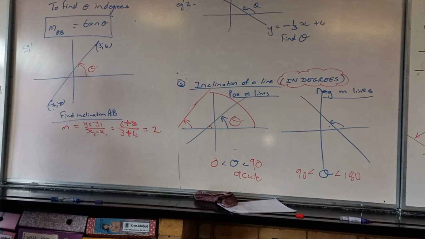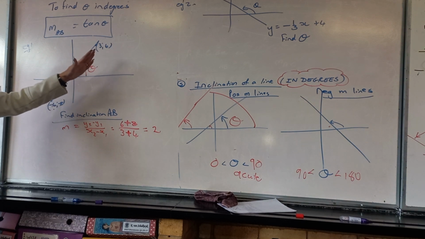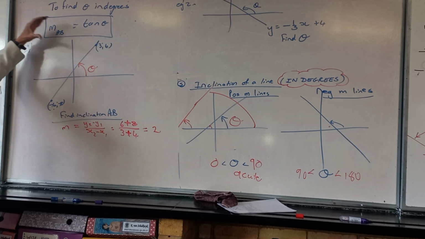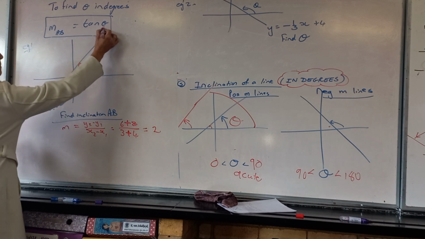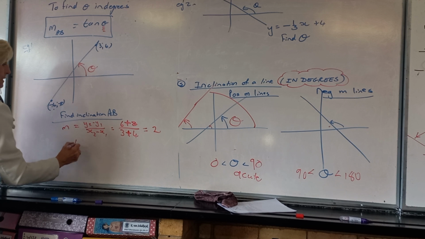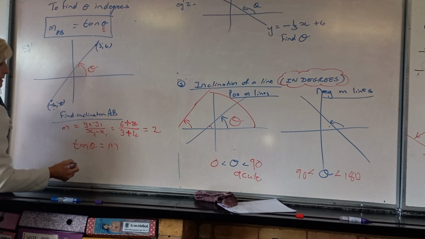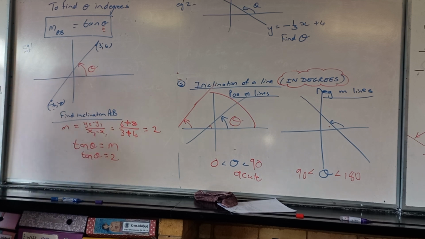A positive gradient, does that confirm what I've done over here? Yes, it does. It has to be positive. But now I'm asking not for the gradient, I'm asking for the inclination. But you need the gradient for the inclination because the new formula says, once I have the gradient, I can find theta. So you need to know that tan theta is equal to the gradient. And the gradient in this case is 2. How will you get the angle?